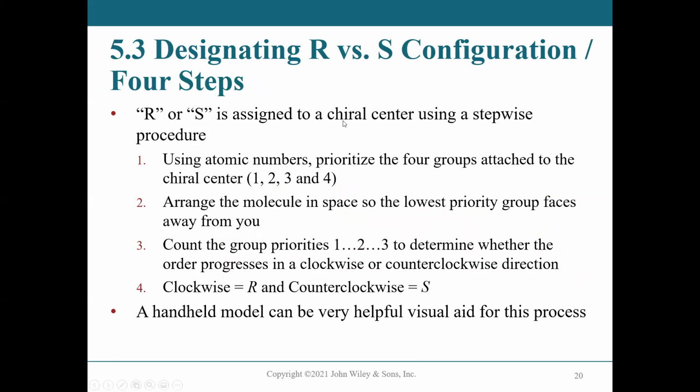So R and S are assigned to a chiral center using a stepwise procedure. Using atomic numbers, prioritize the 4 groups, and I kind of showed you that already. Arrange the molecule in space so the lowest priority group faces away from you, and that's why I always put the hydrogen away from me. It says a handheld model can be a very helpful visual aid for this process, and that's really true. That's why you want to have that handheld model. That way you can see visually why this is true.